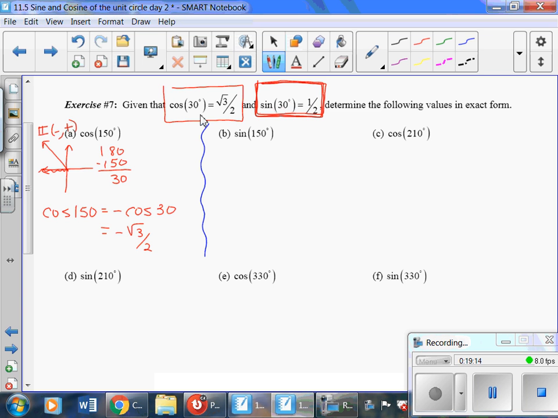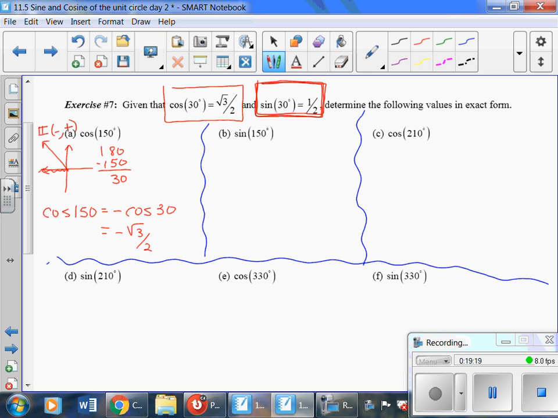All right, moving on to B. Let's do this one more time, and then I'm going to set you free to do the rest. So, sine 150. We don't have to talk about what quadrant it's in because we talked about it in exercise A. I know my reference angle is 30 degrees again. Now I know my sine of 150 is equal to the positive sine of 30, because in the second quadrant my sine is positive. The sine of 30 is 1/2, so my sine of 150 is going to be 1/2.